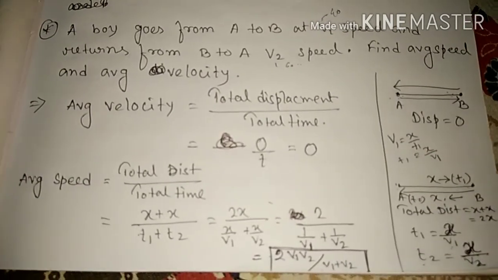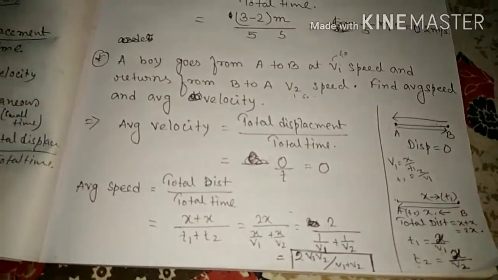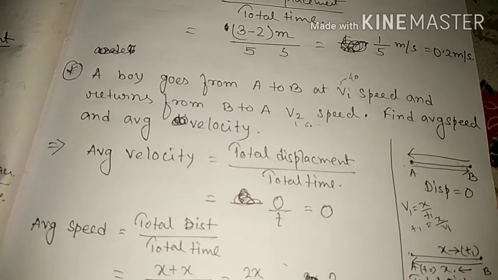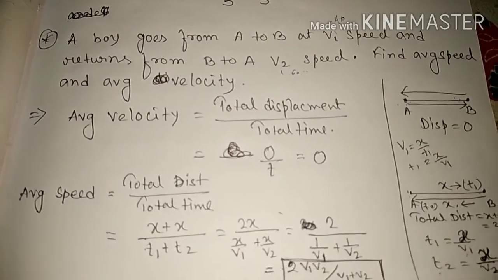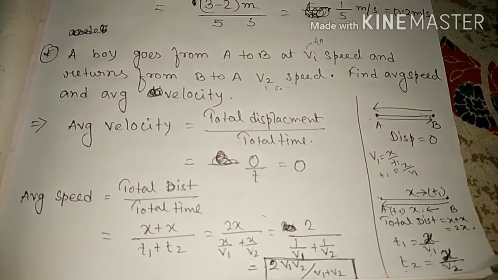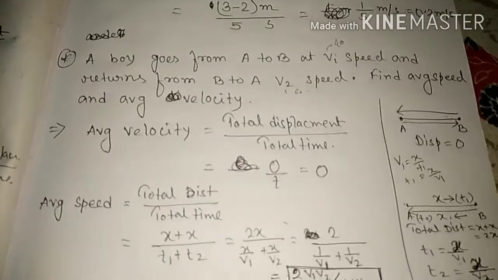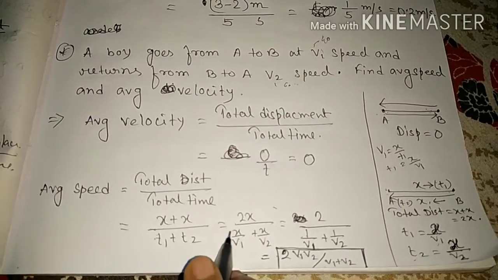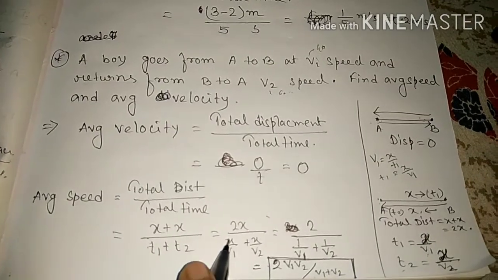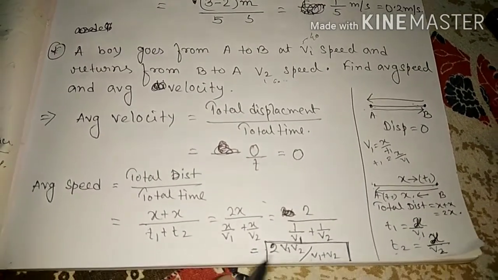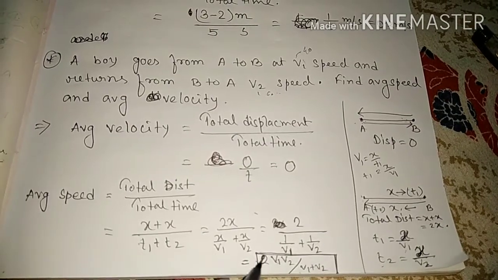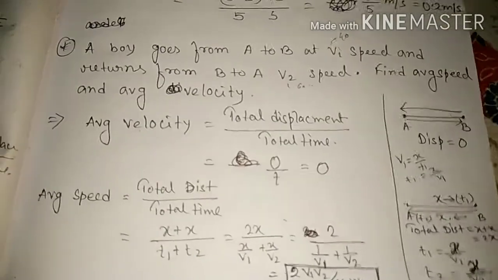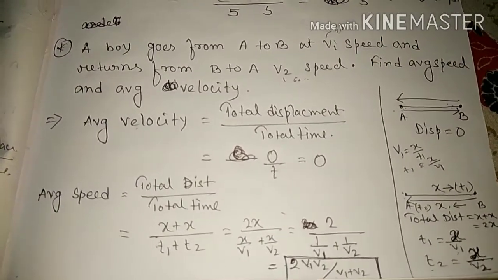Average velocity means displacement, the shortest distance between initial position and final position. And average speed is total distance by total time. When you calculate the average speed in terms of velocity, for every time you just convert it to displacement by velocity: x by v1 plus x by v2. So this is a formula. If you remember this one, then you can directly put in the values and easily solve average speed and average velocity.